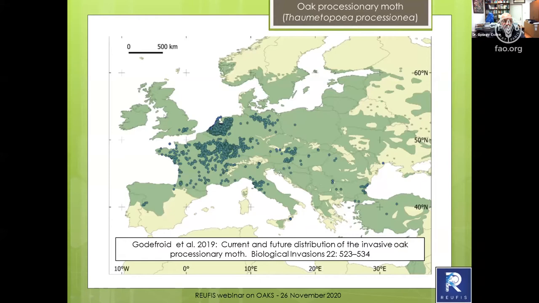I have to mention that the species was already found in Ireland, quite far north. So the expansion of the distribution is quite evident.